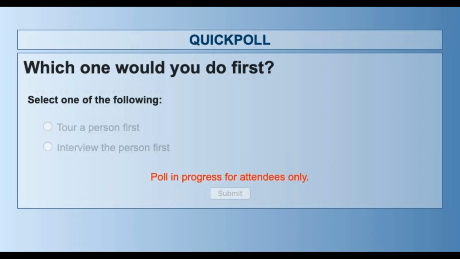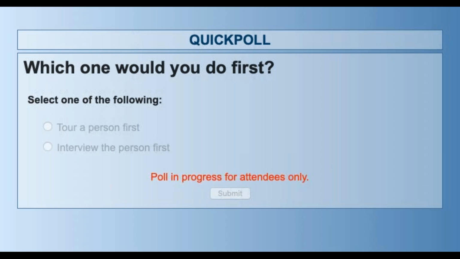So which one do you think? Should you tour a person first, or should you interview the person first? You have 30 more seconds. Tour first or interview first? The million-dollar question. And I certainly have perspective I will share with you, but I have heard both ways. And when I first started working with a school, I've seen it both ways.